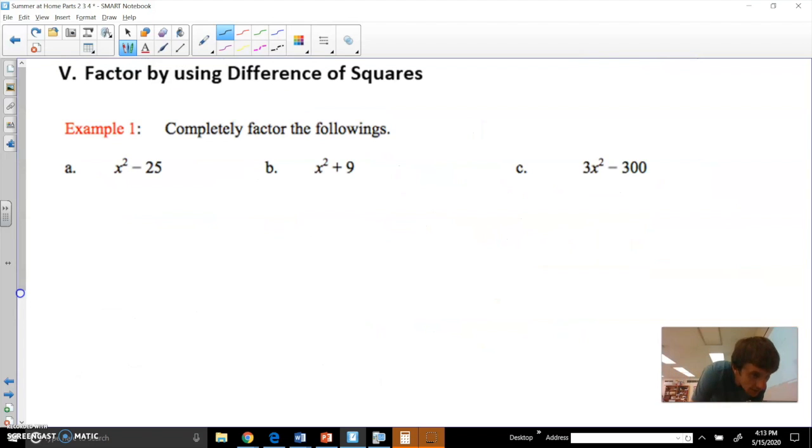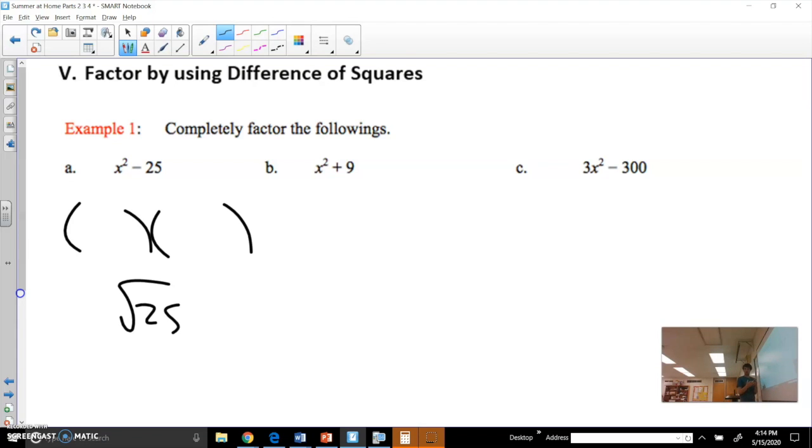Okay, let's talk about some difference of perfect squares. These are a special type of problems because they're dealing with what we call perfect square numbers. For example, this would be x plus 5 and x minus 5. When you multiply those together, there's some symmetry that cancels out in the middle, leaving only x squared minus 25.